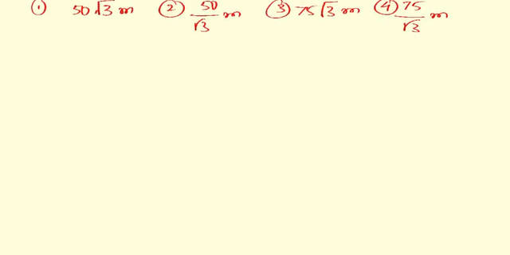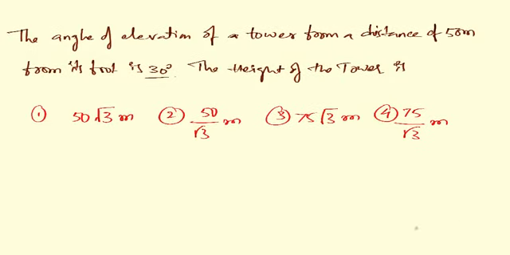Now let us go through the problems. So what is the problem? The first problem is given like this. The angle of elevation of a tower from a distance of 50 meters from its foot is 30 degrees, the height of the tower is.